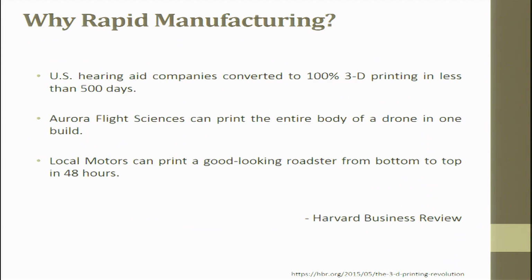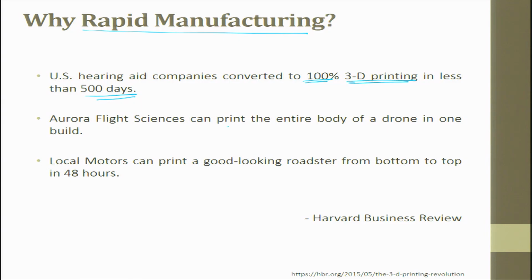A US hearing aid company converted to 100% 3D printing in less than 500 days. So, today hearing aids are made by rapid manufacturing. Today many products which are made for human centric or human friendly use are all done digitally. For example, they are first scanned, the requirement is converted into a digital form, and the product is made such that it can get adhered and fixed in the required space.